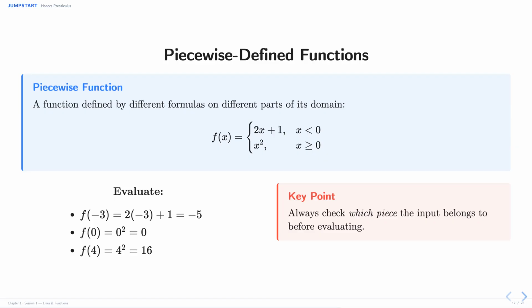Next, we will discuss piecewise defined functions. A piecewise function is defined by different formulas for different parts of its domain. For example, one piece could be 2x plus 1 for values of x less than 0, and another piece could be x squared for values of x greater than or equal to 0. When evaluating these functions, always check which piece the input belongs to before performing the calculation.